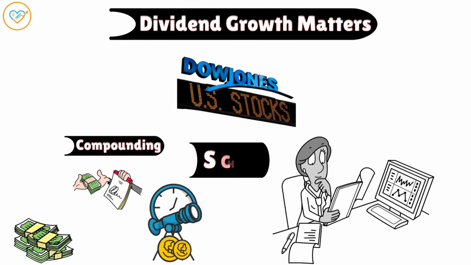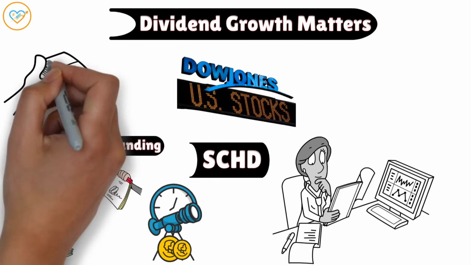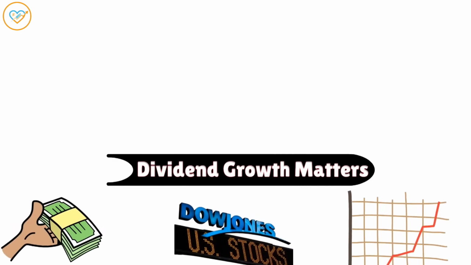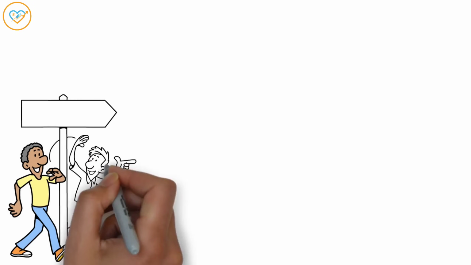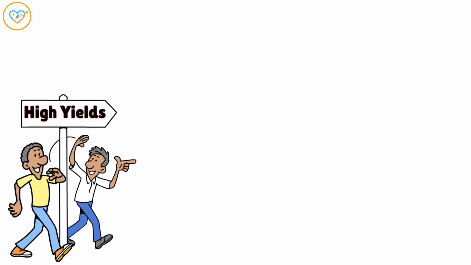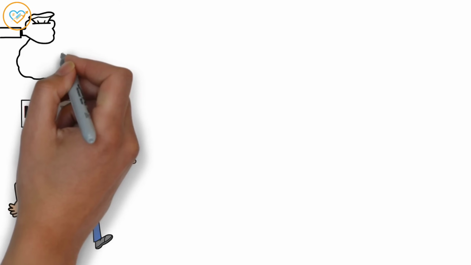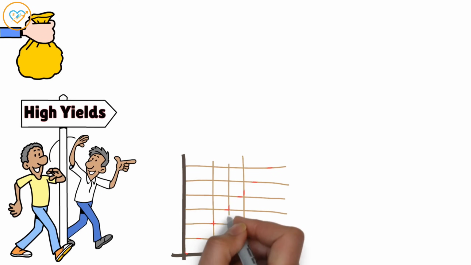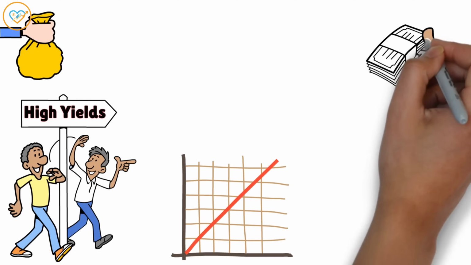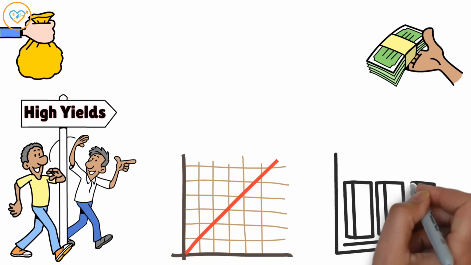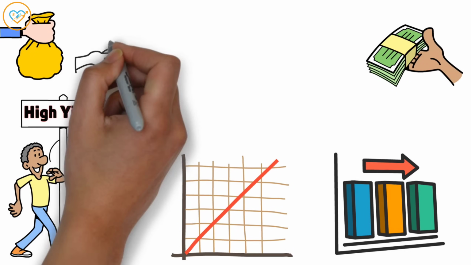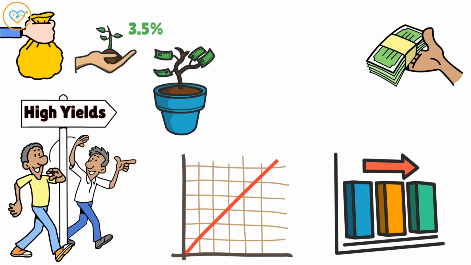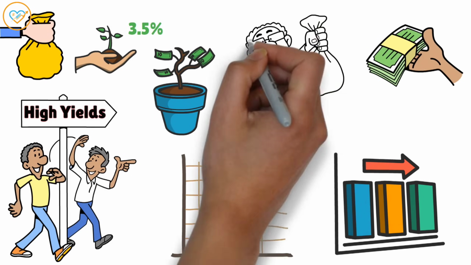By choosing a fund like SCHD, you're investing in companies that not only pay dividends, but also have a history of increasing them. Chasing high yields can sometimes mean sacrificing this long-term growth. While there are ETFs and stocks that offer higher yields, they often don't come with the same growth potential that SCHD provides. Instead of looking for the highest yield, consider the sustainability and growth of that yield. SCHD's 3.5% might seem modest, but when you factor in consistent growth, it can lead to substantial returns over time.